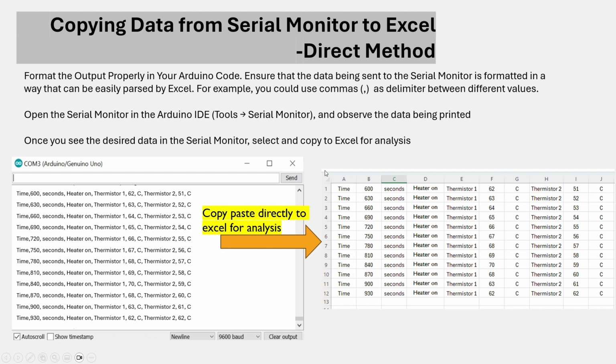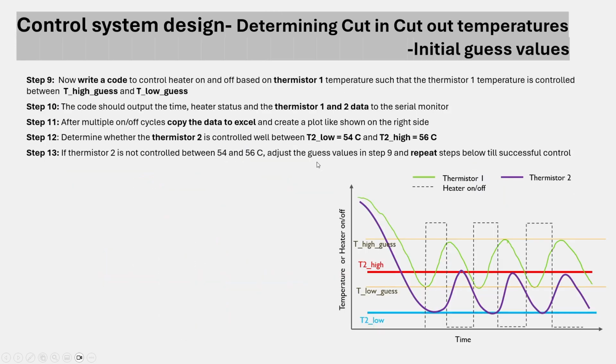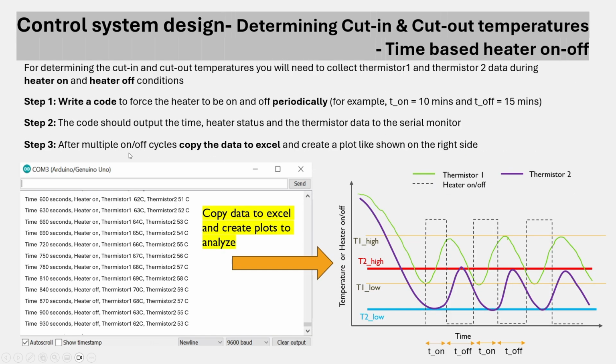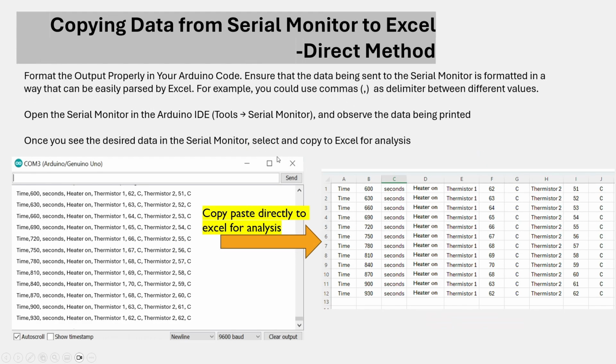Now, earlier in step 2 or step 3, we had talked about copying data to Excel. So the direct method is, of course, to open the serial monitor and copy and paste into Excel. When you copy and paste into Excel, if it is not separated by delimiters, like you can see I've separated everything here by a comma, right? If you use a delimiter like that, when you copy and paste, it's easier to put them into different columns.